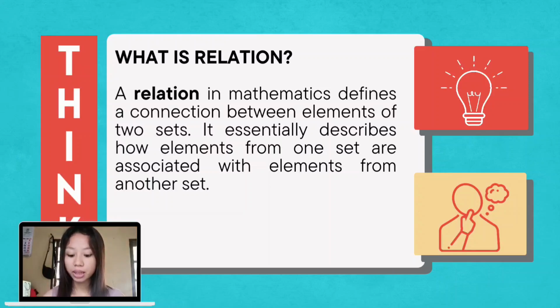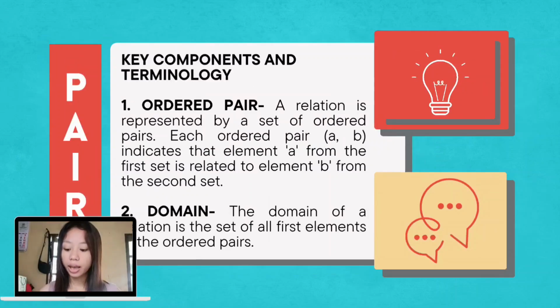Relation in mathematics defines a connection between elements of two sets. It essentially describes how elements from one set are associated with elements from another set. A relation has its key components and terminology. First, ordered pair. A relation is represented by a set of ordered pairs. Each ordered pair (A, B) indicates that element A from the first set is related to element B from the second set.